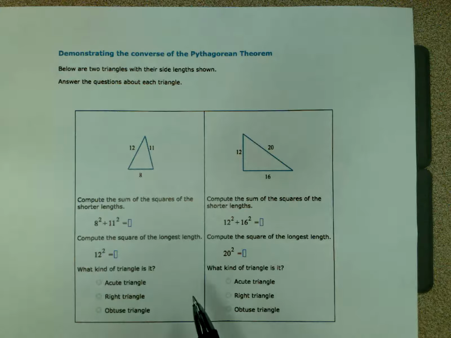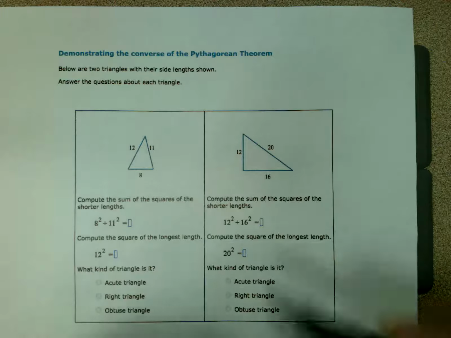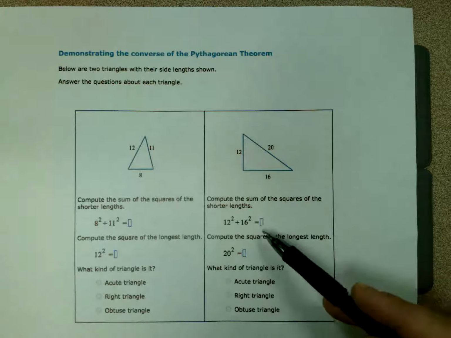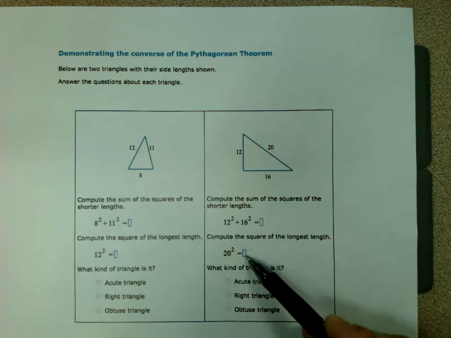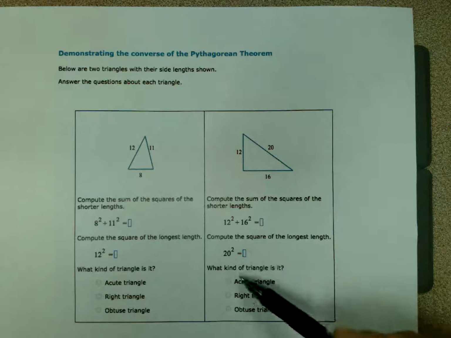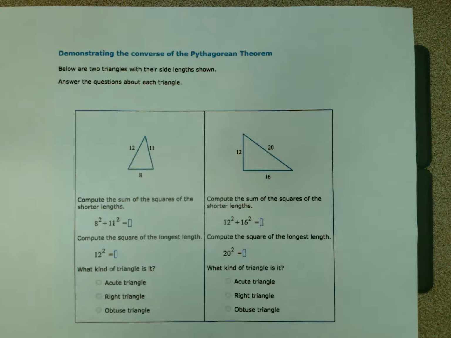Remember that the Pythagorean theorem says if it's a right triangle, then a squared plus b squared equals c squared. So now we're going to do it backwards and figure out if a squared plus b squared equals c squared or not, and we'll use that to interpret our answer.